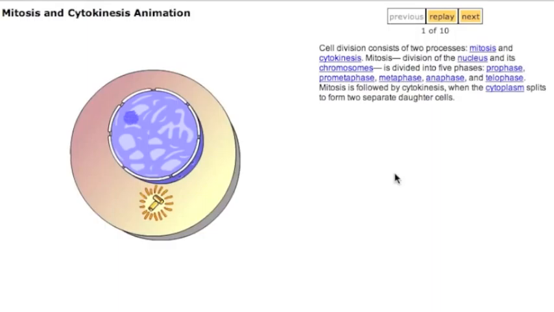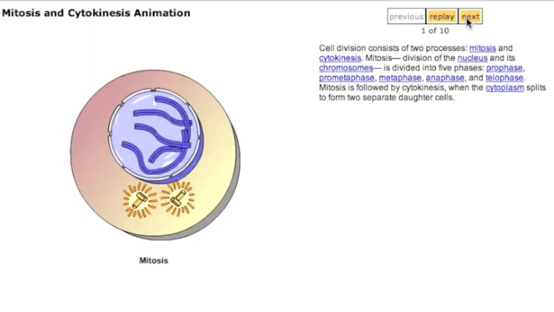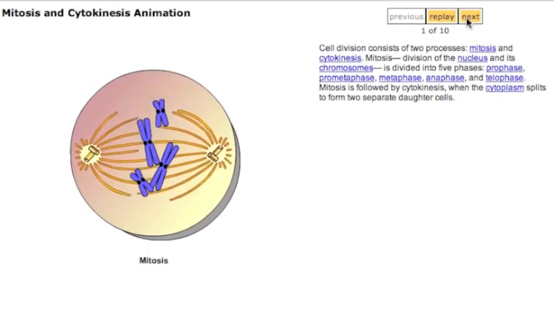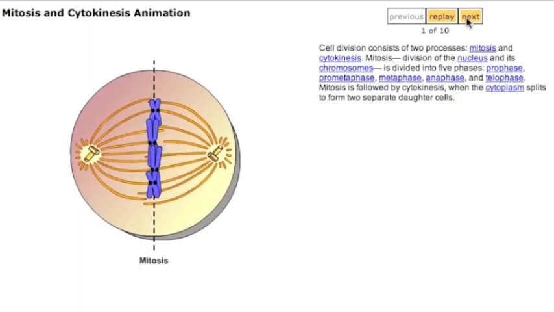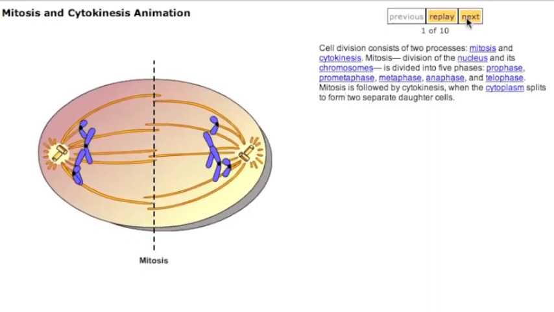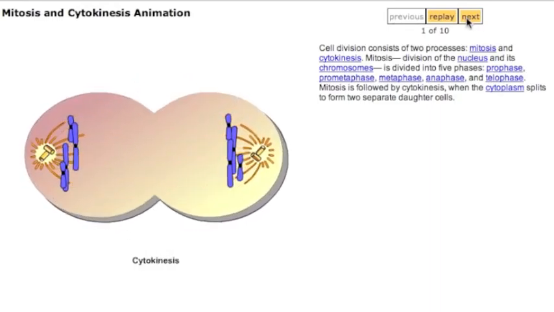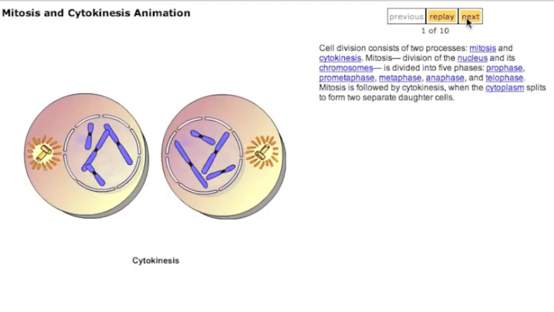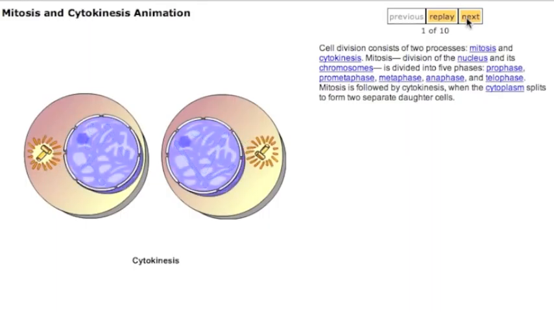Cell division consists of two processes, mitosis and cytokinesis. Mitosis, division of the nucleus and its chromosomes, is divided into 5 phases: prophase, prometaphase, metaphase, anaphase, and telophase. Mitosis is followed by cytokinesis, when the cytoplasm splits to form 2 separate daughter cells.